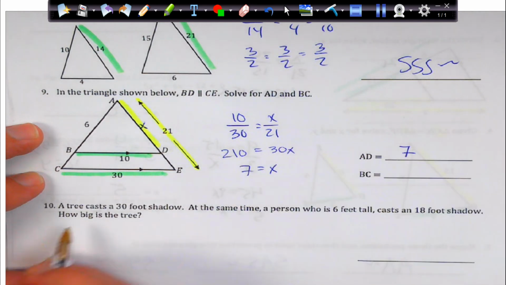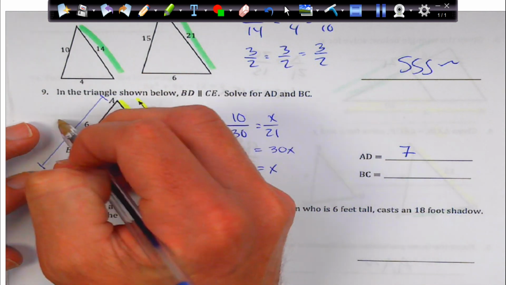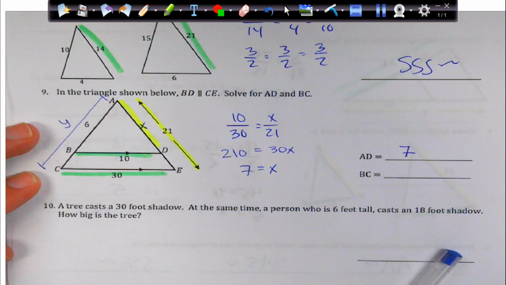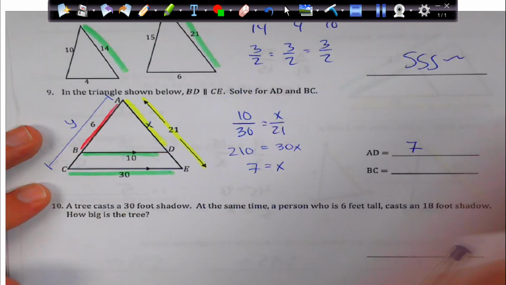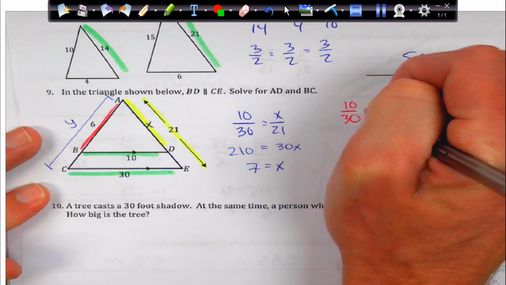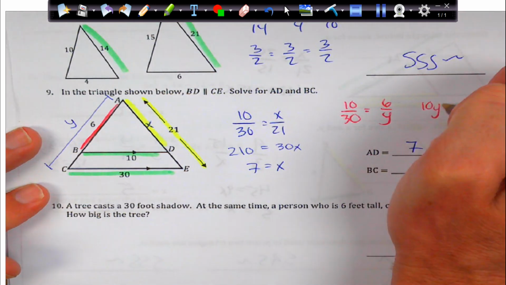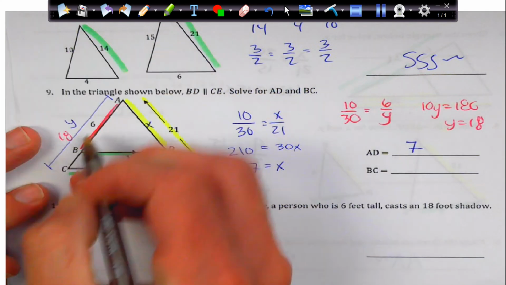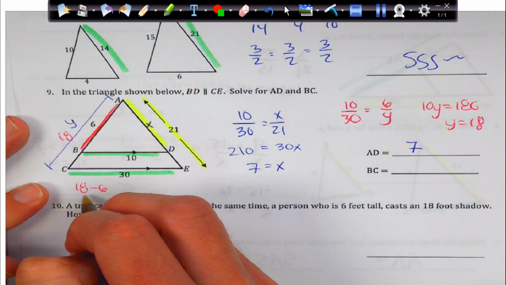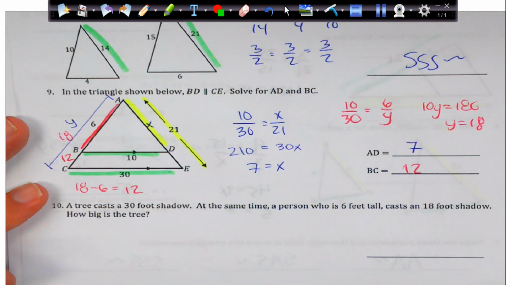That's AD. Now, BC is this little piece, but I'm actually going to solve for this whole thing right here, which I'm going to call y. And the reason why I'm going to do that is because I can compare this little side to the whole side, just like I did over here. And so that would be, again, 10 over 30, so the little piece to the big piece, 6 over y. When I cross multiply this, I get 10y equals 180, y equals 18. So if 18 is the whole thing, I can actually take 18, subtract the 6, that gives me 12 for BC. Again, not to scale, but it does work.